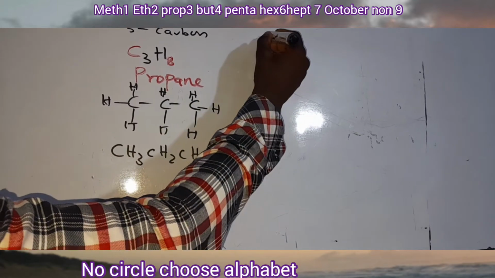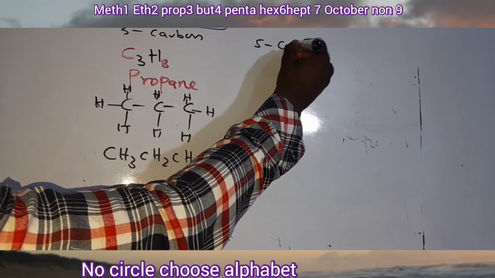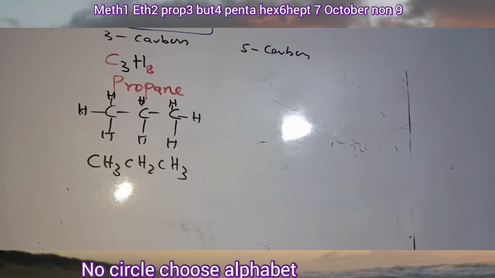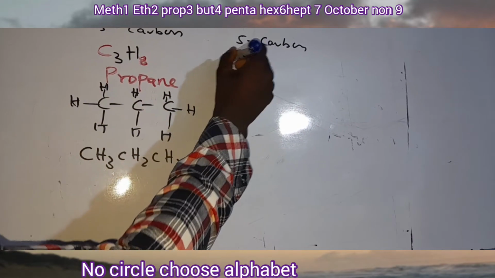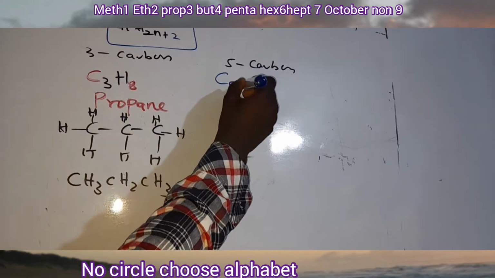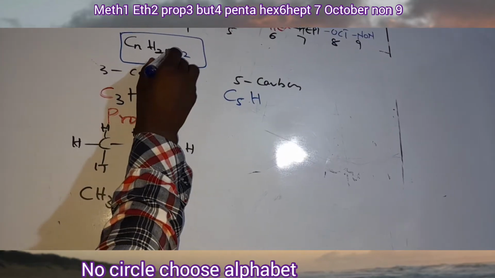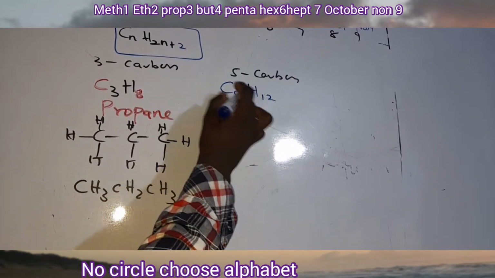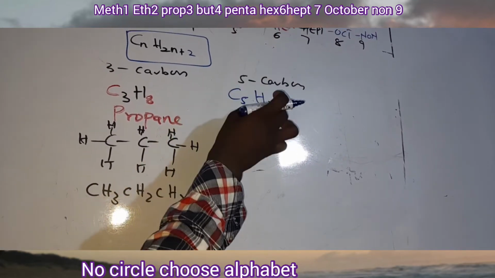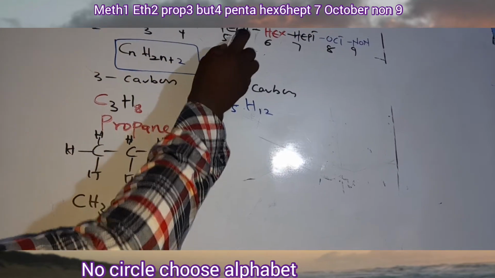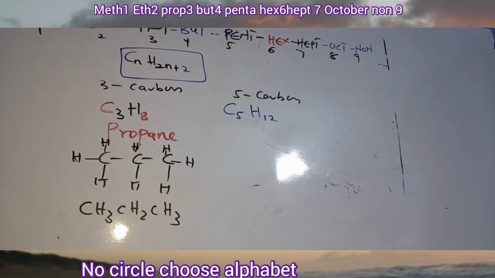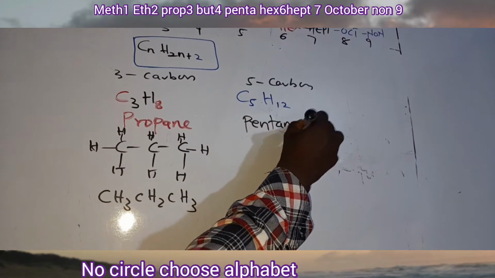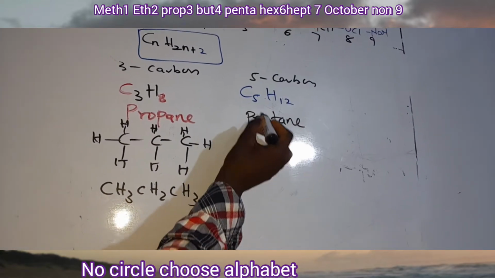Now what if they tell you the carbon is 5? When they tell you we have 5 carbon, it means our n is 5. So I'm going to write C5, and H now, 2 times 5 will give you 10 plus 2 is going to give you 12. So this is going to be the compound. What will be the name when you have 5 carbon? Meth, eth, prop, so pent. So the name is going to be pentane. Have you seen it? Pentane, because it has 5 carbon.